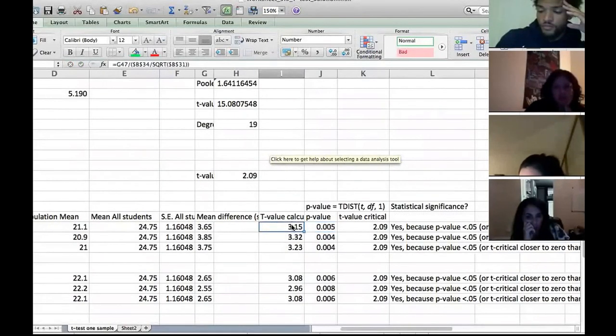Right, so here's the help window I was talking about. Let me put this away right now, we can look at it later.